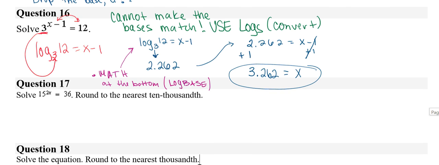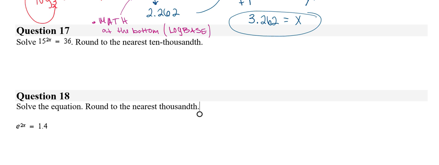This next one says round to the nearest 10,000ths. If you can't remember where it's at, that's okay, because you're going to see an answer that's close to yours. It just might have a couple more digits. All right.